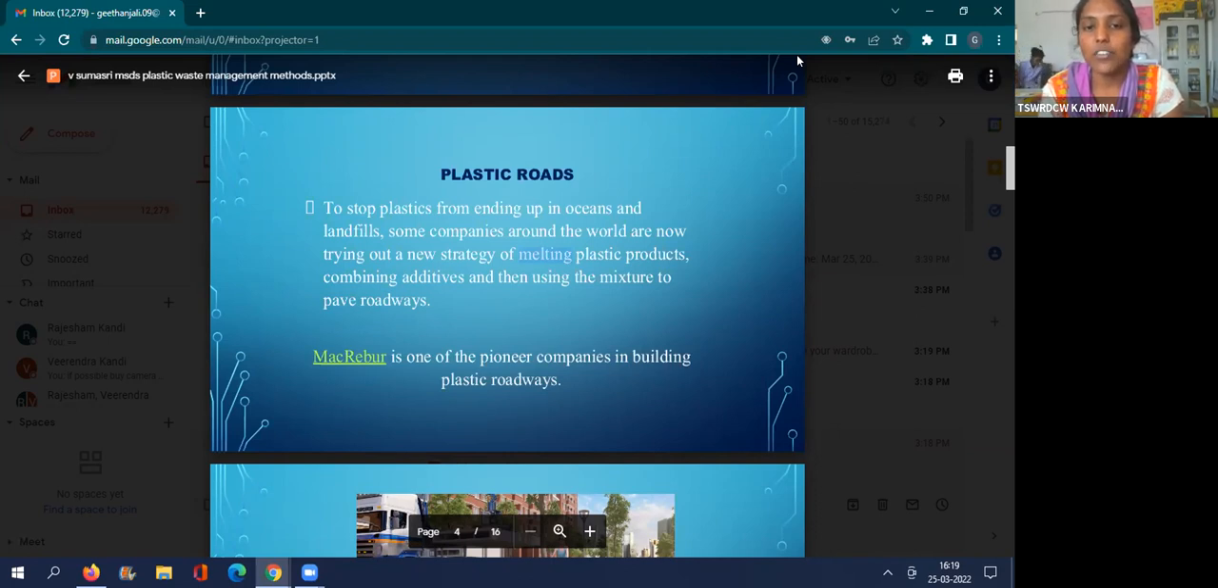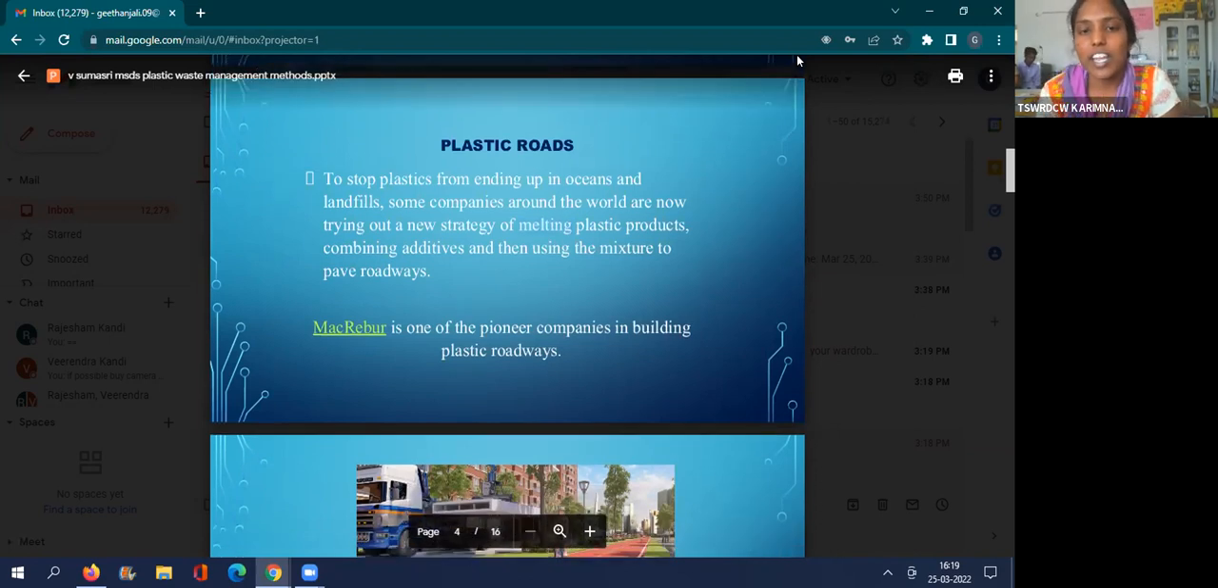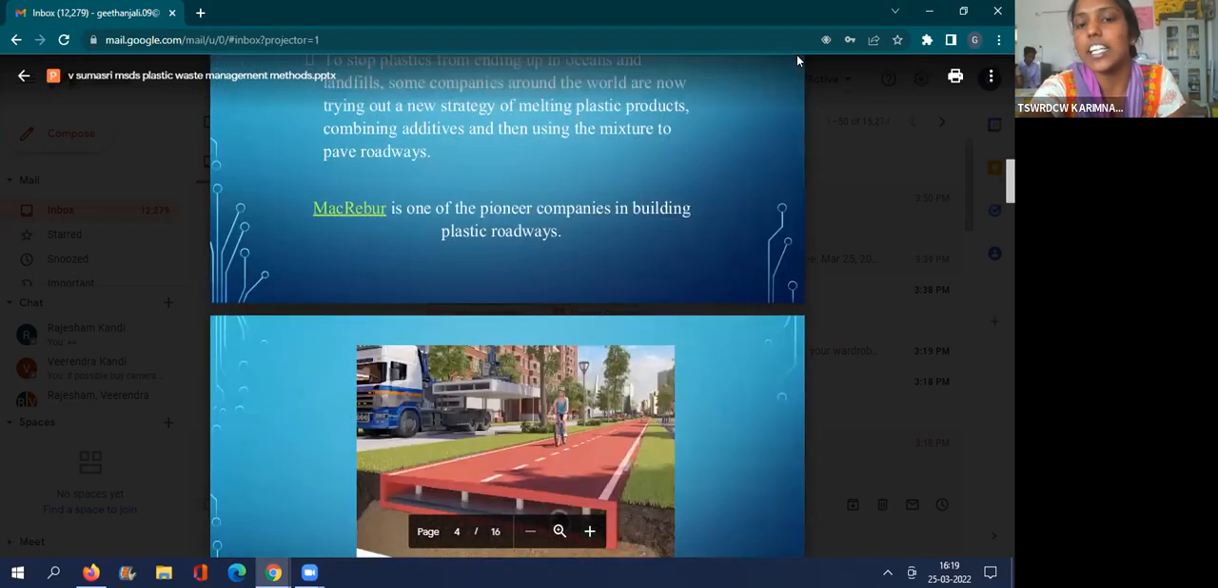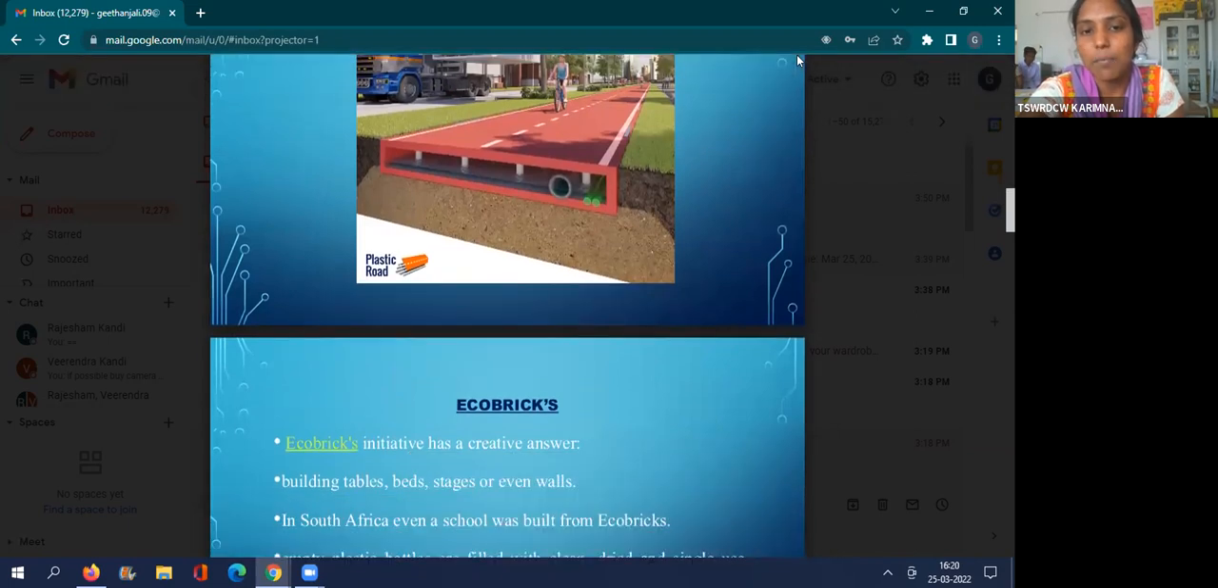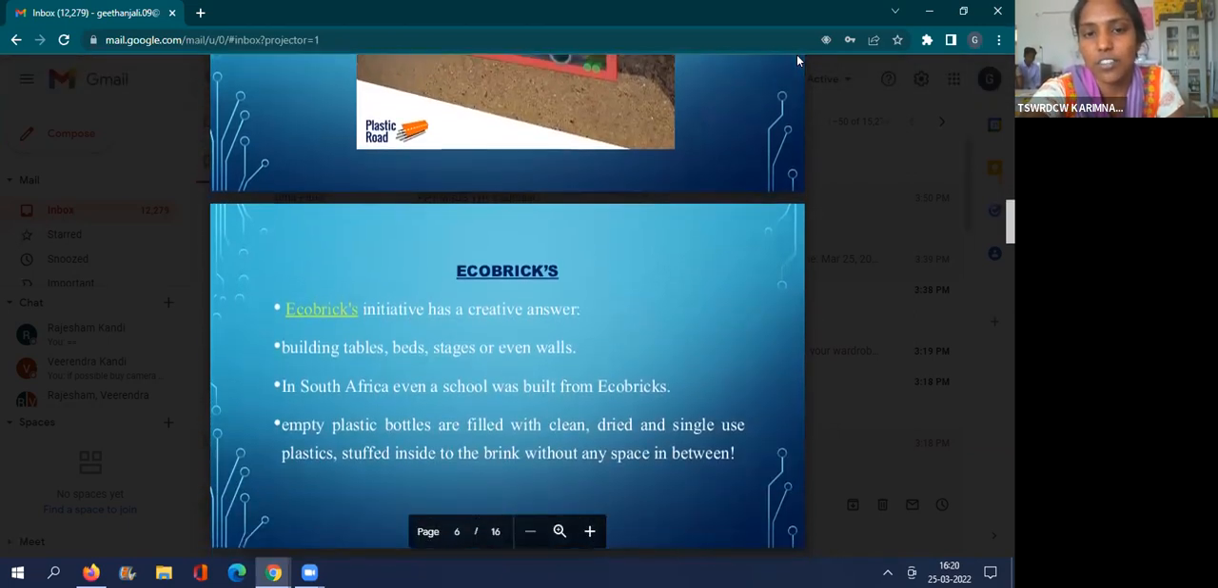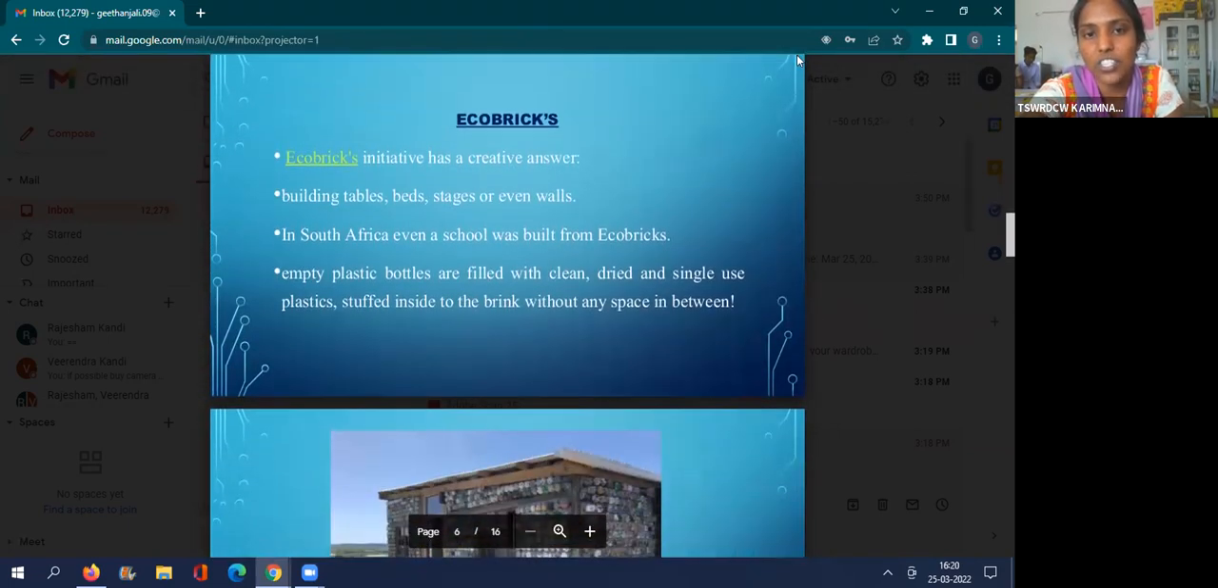First of all, I would like to discuss plastic roads. MechRubber is a startup which shows a way to use plastic in an innovative way: it recycles the plastic and melts it and forms it for use in constructing roads.